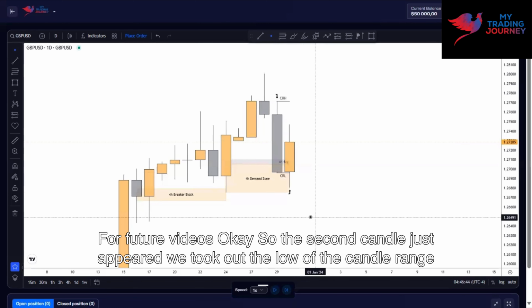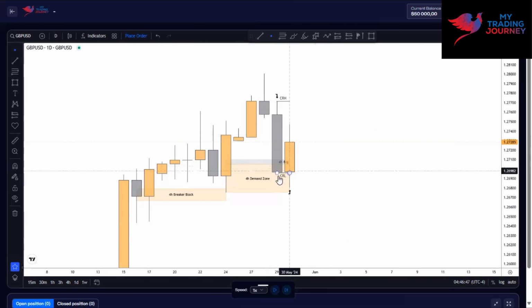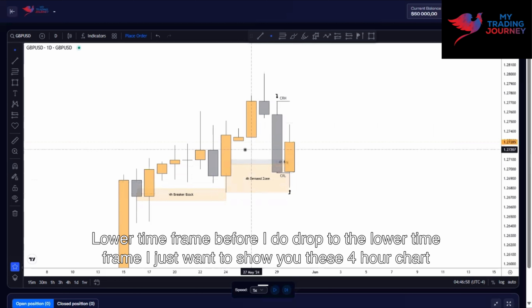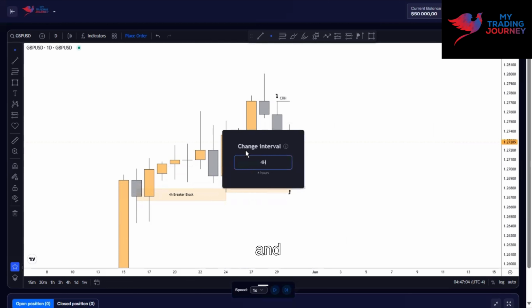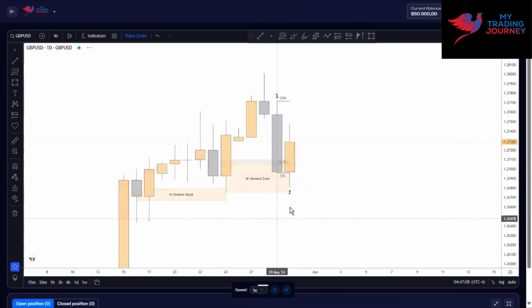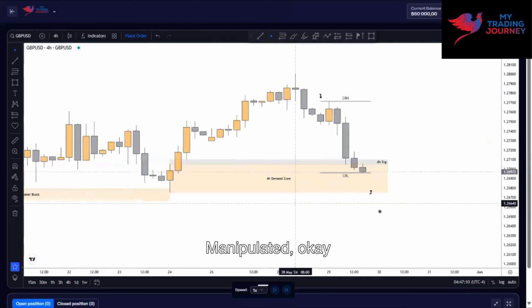Okay. So the second candle just appeared. We took out the low of the candle range, and we have further manipulated to the downside. So we are going to drop to the lower time frame. Before I do, I just want to show you this 4-hour chart and the point of interest that the market has manipulated.